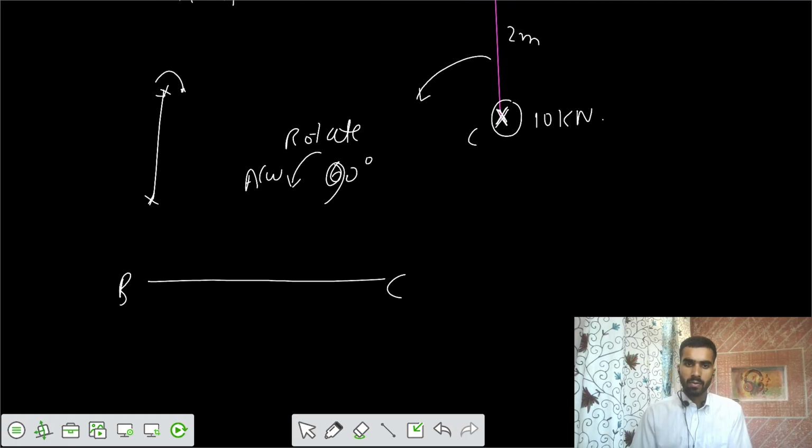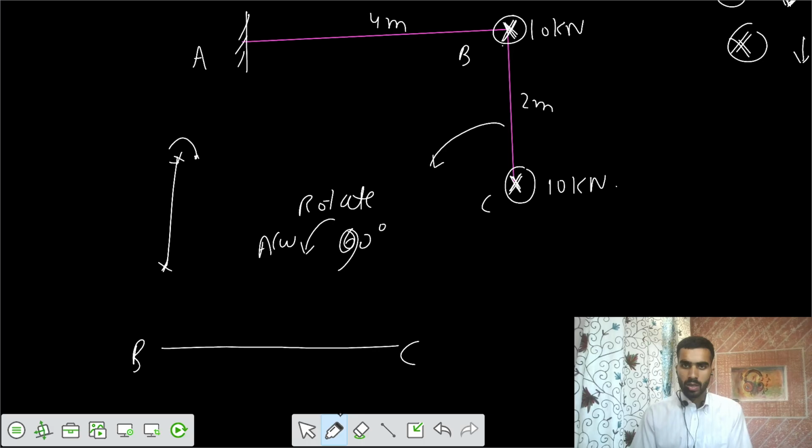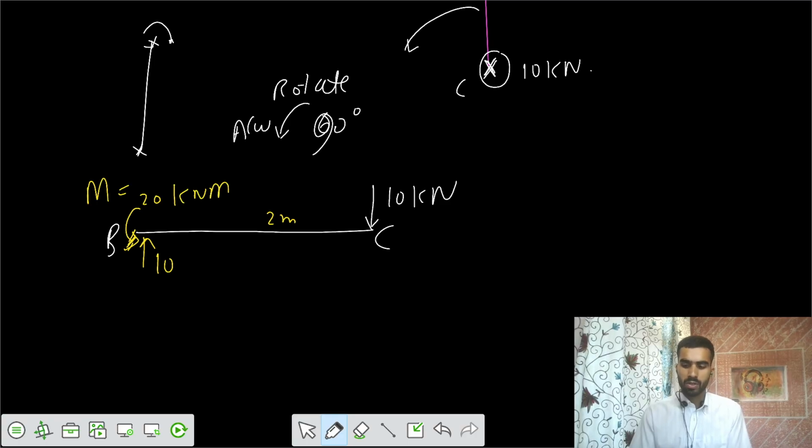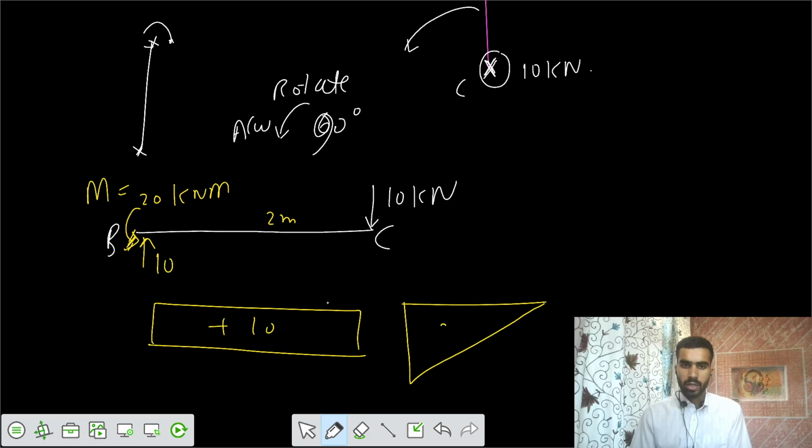I know the loads are acting downwards. You cut just before the right of B, so the effect of that 10 won't be there. There is a downward load at C, that is 10 kilonewton. So there would be reactions developed here. The shear force would be 10, and the bending moment would be 20. This is your M developed at B, that is 20 kilonewton meter. Now the SFD would look like this, positive 10, and the BMD would be a negative linear variation to 20, negative hogging.